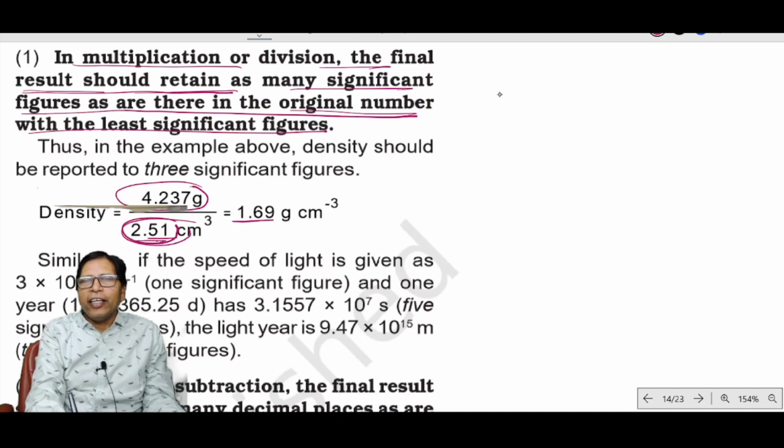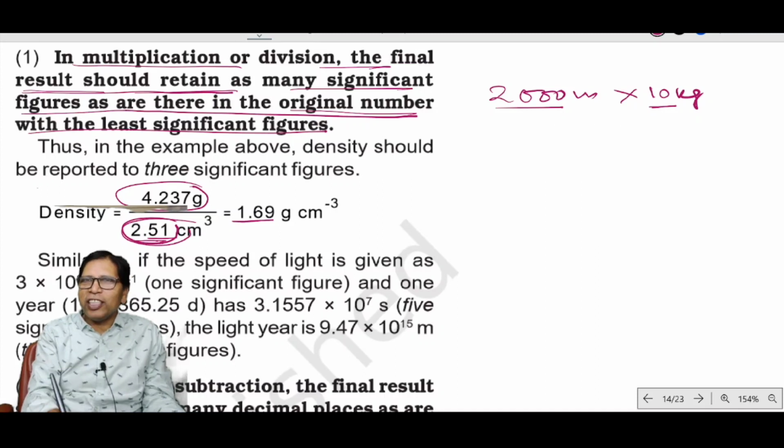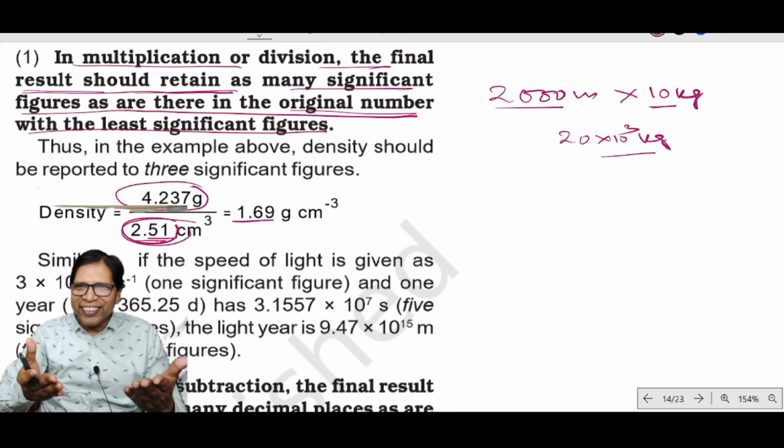Now suppose this is 200 meter. It has 4 significant figures. This is 10 kg. It has 2 significant figures. So the result has only 2 significant figures. So this can be written as 20 into 10 to the power 3 kg meter. Okay, understood. Next.